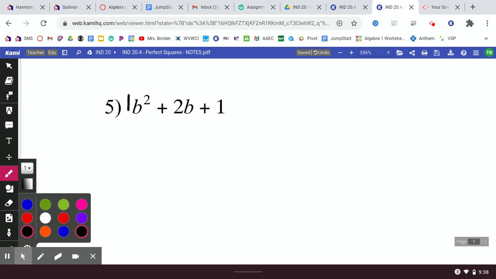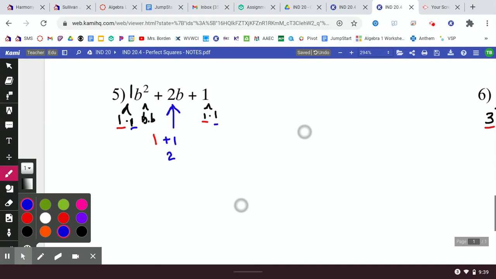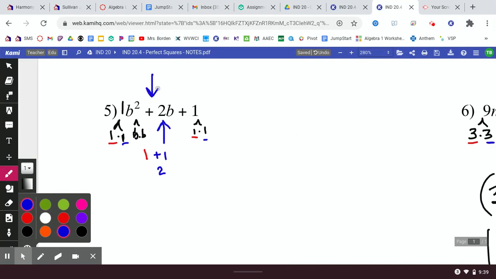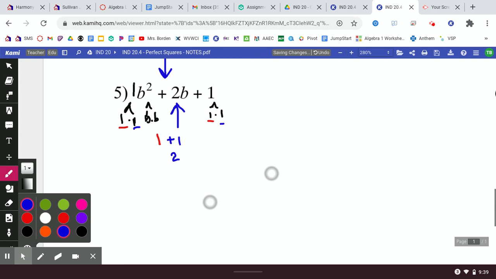This is really a 1, and 1 and 1 is 1 times 1. B is B times B. 1 is 1 times 1. And then again, you take 1 times 1 is 1, and you take 1 times 1 is also 1. And 1 plus 1 is 2, which equals that middle term. So this would be a special case. And remember, this sign right here determines whether they're both positive or both negative.